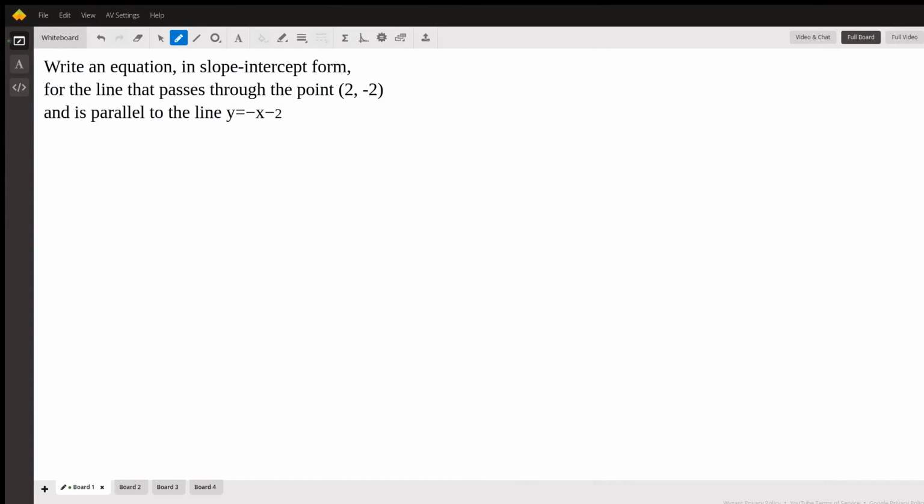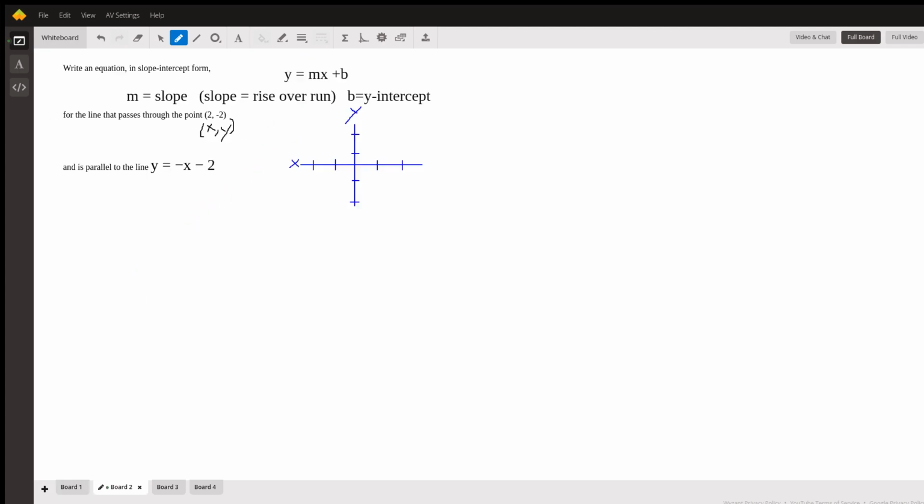Version for algebra. We have had a student ask to write an equation in slope-intercept form for the line that passes through the point (2, -2) and is parallel to the line y equals -x minus 2. What does all of that mean? I'll bring you to board number 2 here to explain.